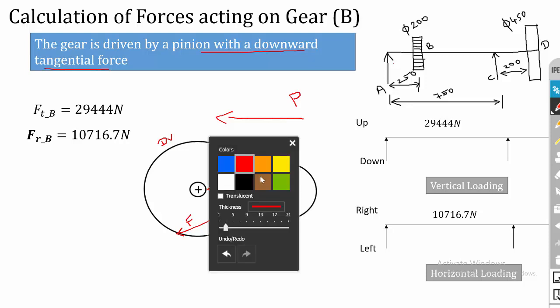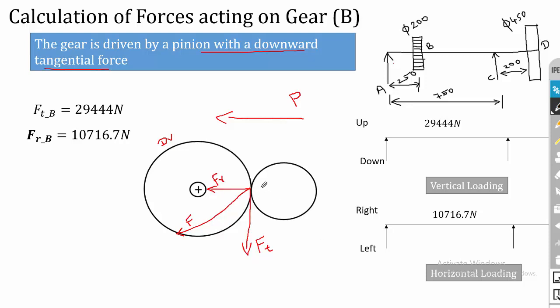So if this is the direction of F, then you can say that this driving gear is rotating in counterclockwise direction. That is why the force is applied in this direction. So if it is rotating in counterclockwise direction, then the gear will rotate in the clockwise direction.